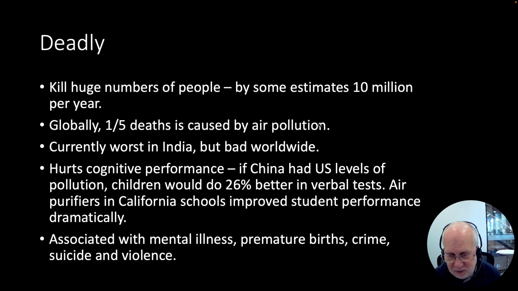For example, there's plenty of evidence that pollution makes people do worse at school. If China had US levels of pollution, children would do 26% better in verbal tests. In California, the US, they tried putting air purifiers in the schools, and they found a dramatic improvement in student performance. It's equivalent to like making the class size 30% smaller, the same sort of improvement. This air pollution is associated with mental illness, premature births, crime, suicide, and violent behaviour. So it's a really bad problem, and it's worth fixing for its own sake. But it also factors into climate change.